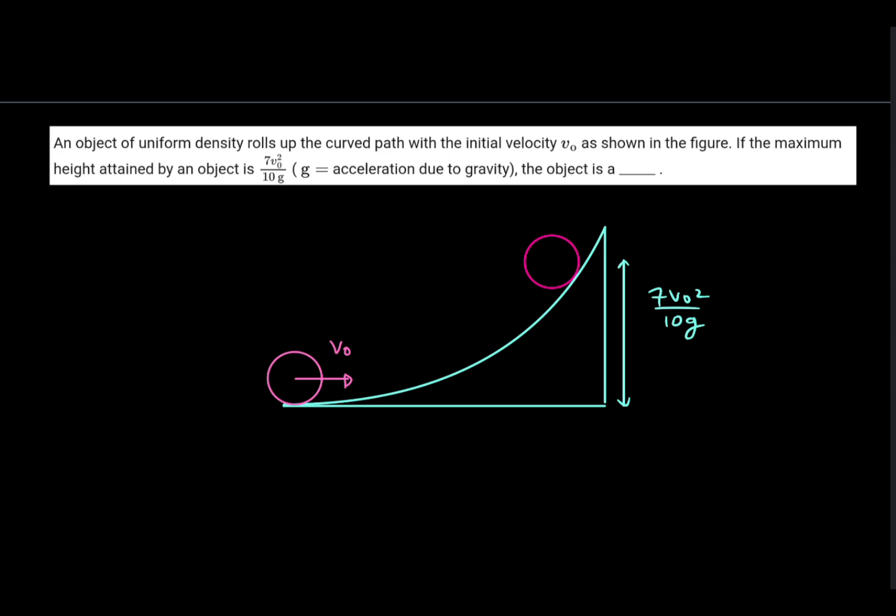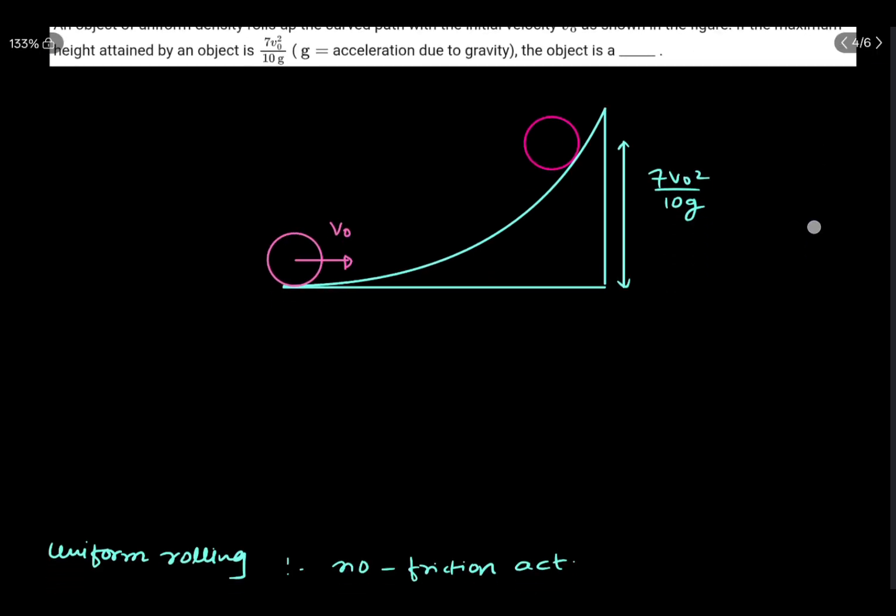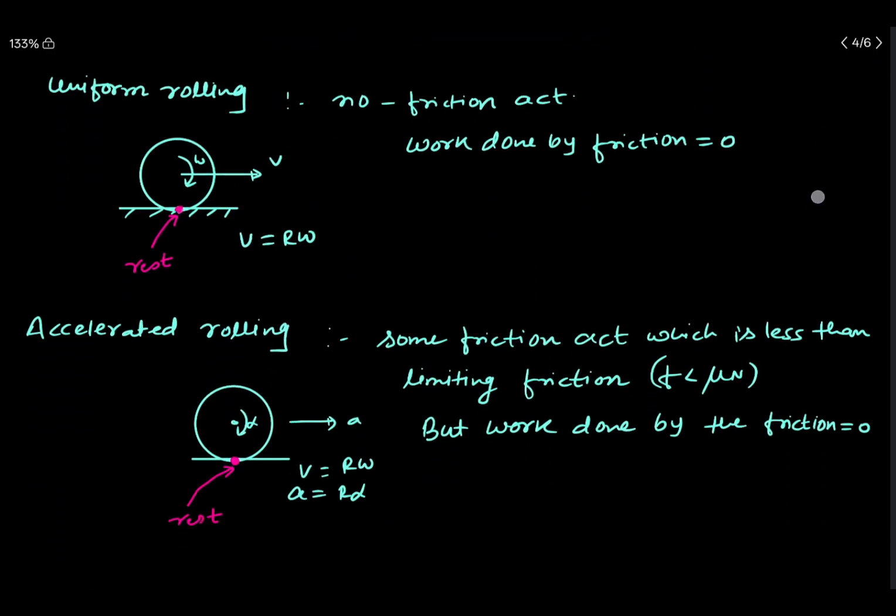Okay, so first of all notice that it is rolling. So it is rolling and on a curved path. So the very important concept that you have to know to solve this question is this. Let's say in rolling we always know that the point which is in contact with the ground is at rest. Rolling means simply that this point is not sliding on the ground. So if it is sliding, that is not rolling.